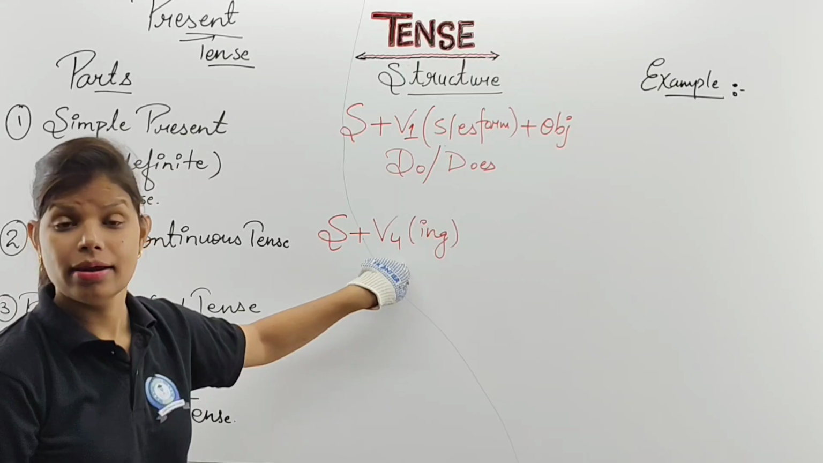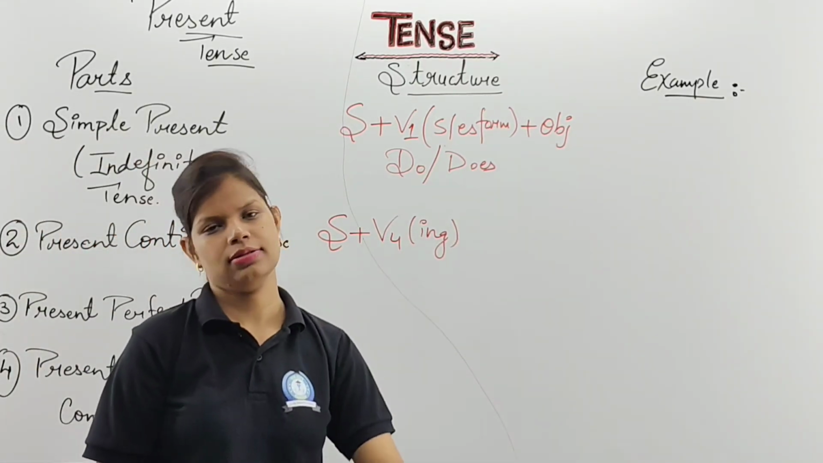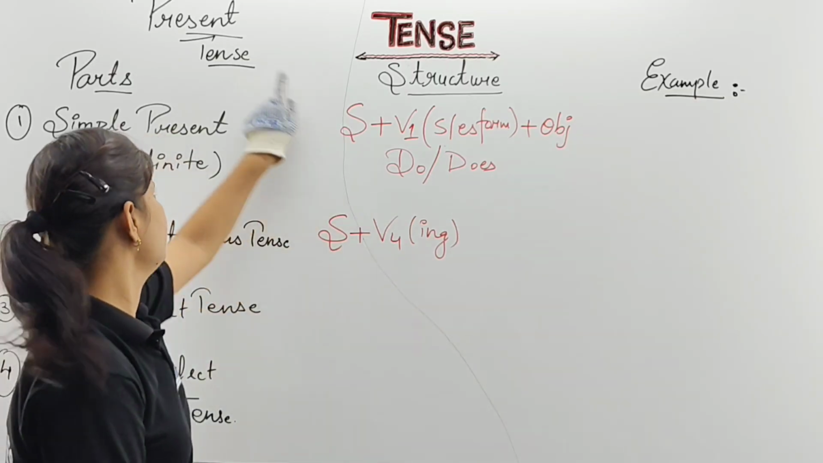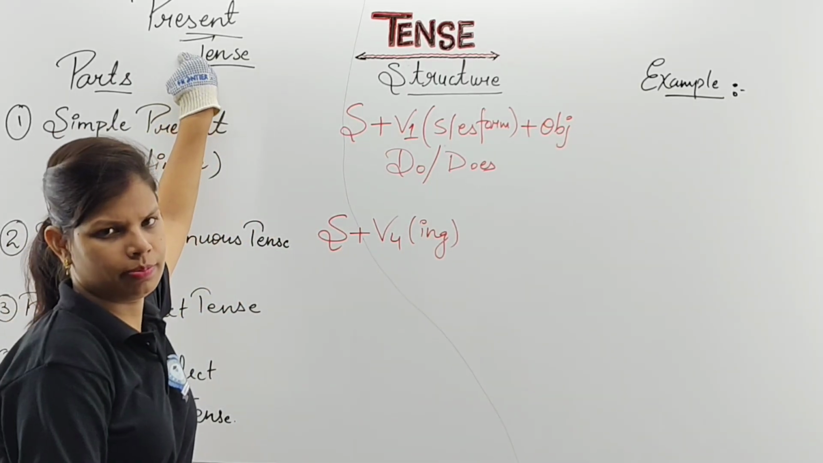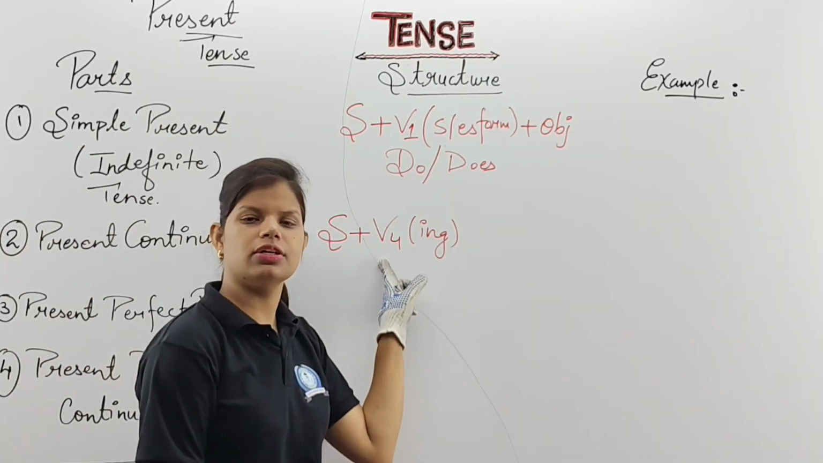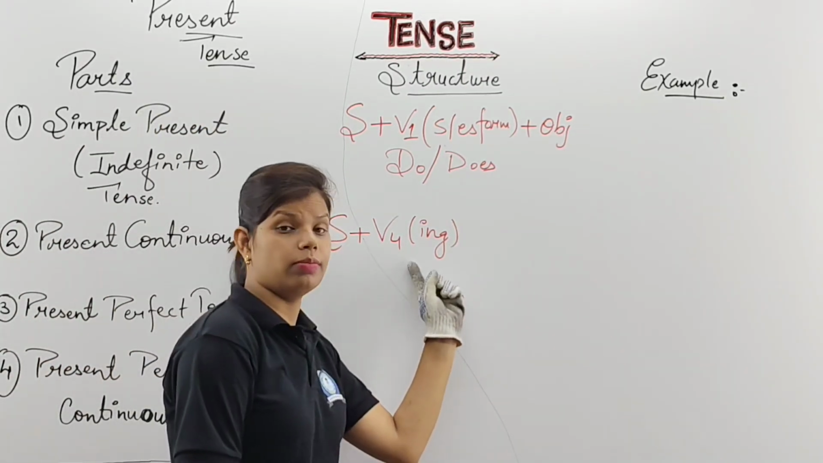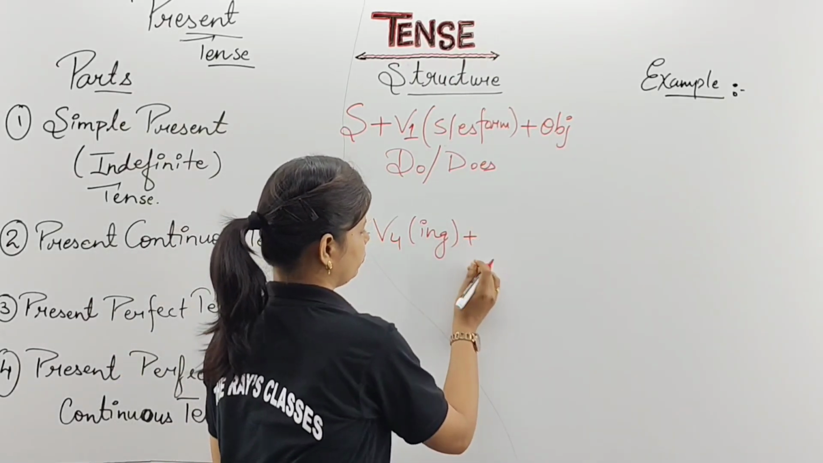We are not using the second form of verb in present tense. Second form means past tense. We are not using the past form of verb in present tense because we are dealing with present, no? So why would we use the past form of the verb? We have to use the present form, and here with the subject we are using which form of the verb? We are using the fourth form, that is the ing form of the verb, including your helping verb.